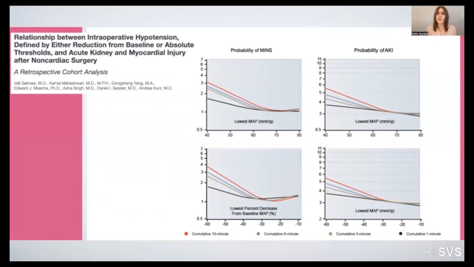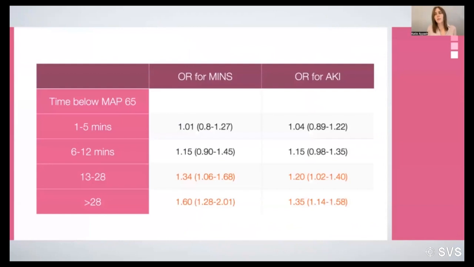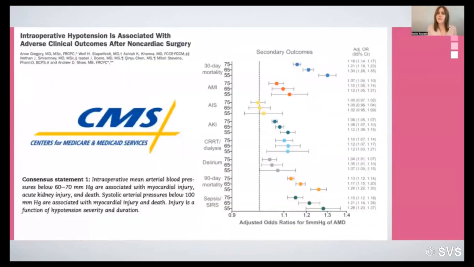They then took these thresholds and divided people into quartiles of time spent below them. So the longer the time you spent below these thresholds, the greater your risk of developing an AKI or myocardial injury. They then looked at the cumulative time spent below a MAP of 65. So the longer the time spent under this threshold, the chance of injury was much higher. A MAP of 65 is the absolute minimum and is really the target that we should be aiming for.